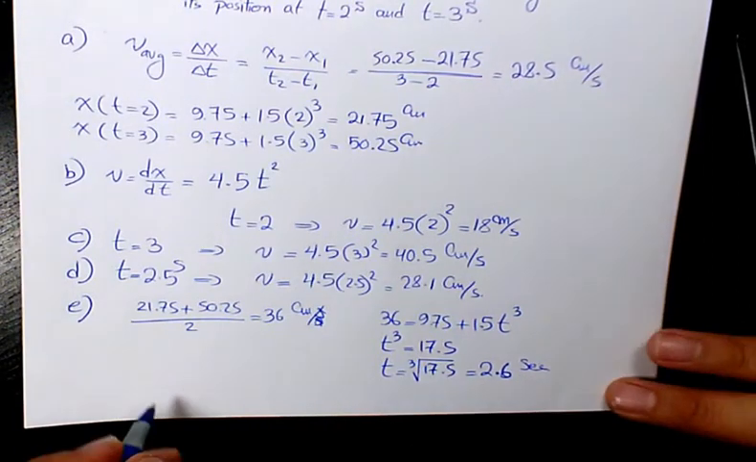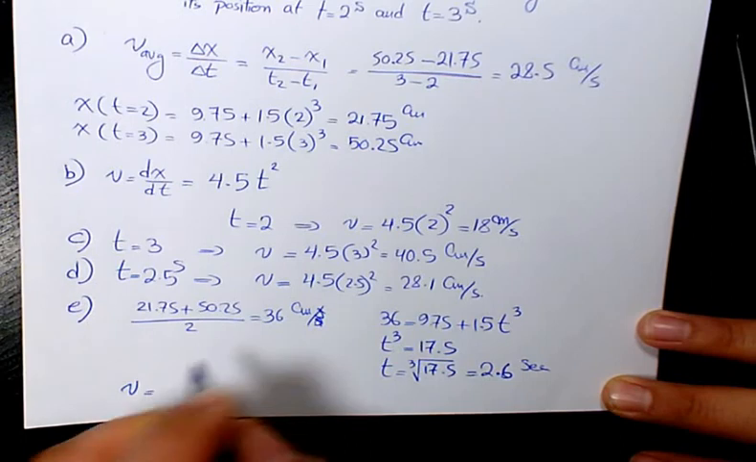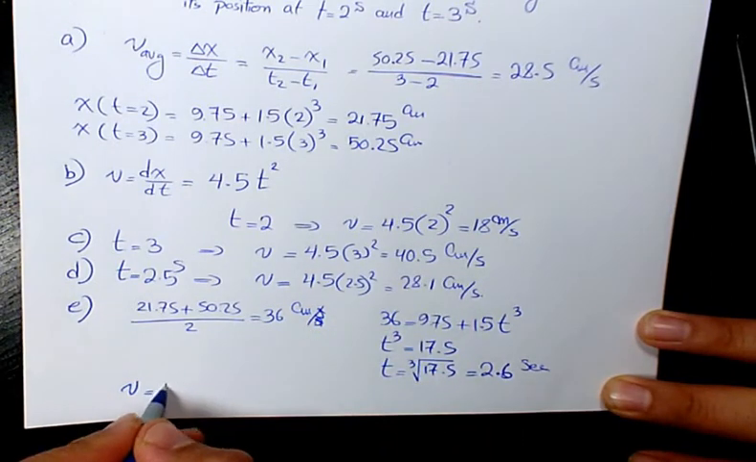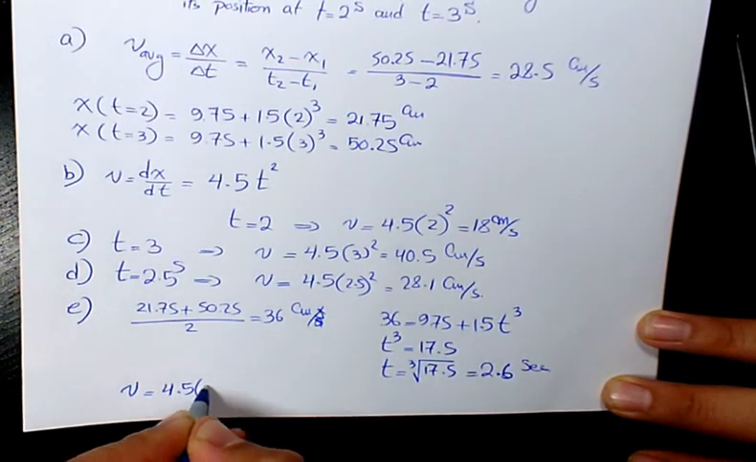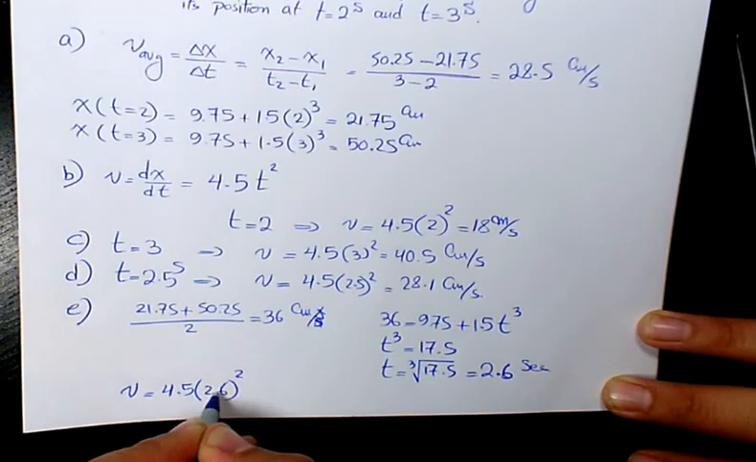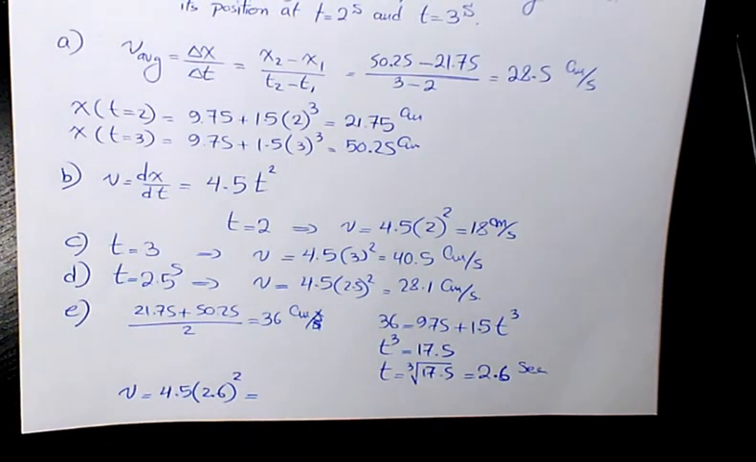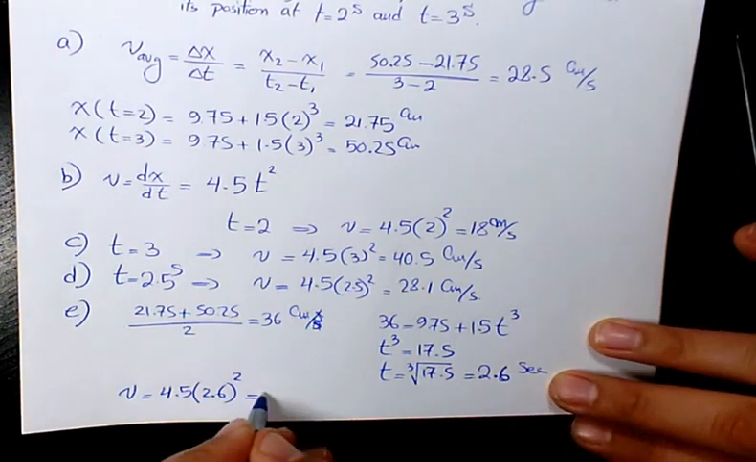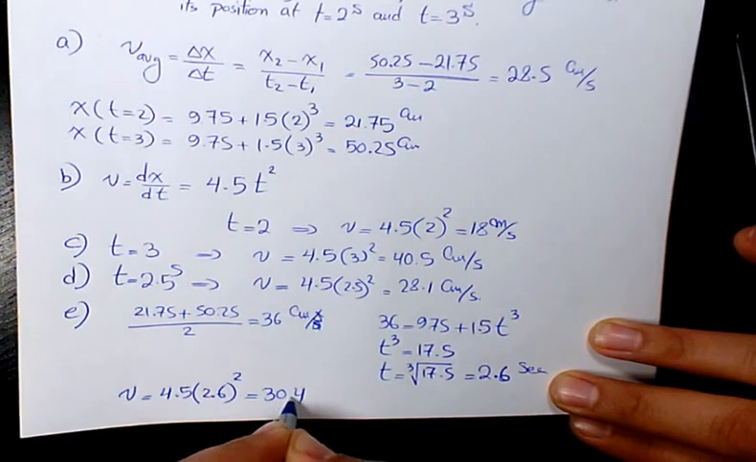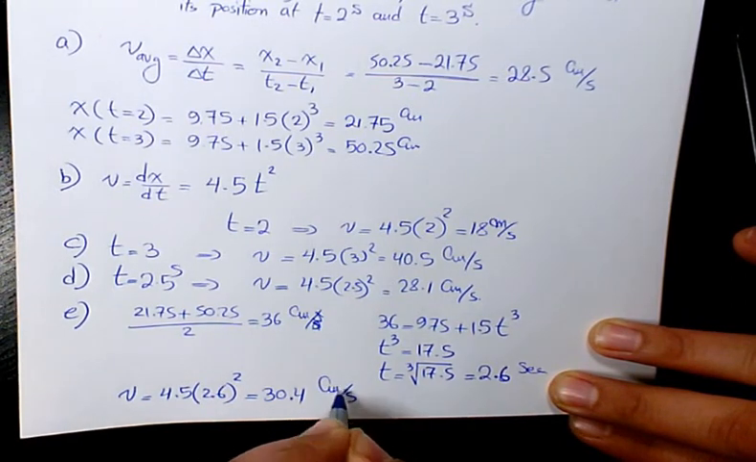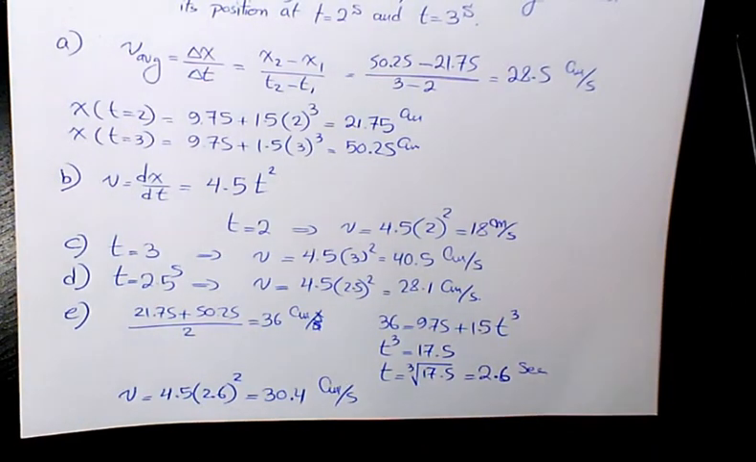If you want to find the instantaneous velocity, we need to sub it into this formula: 4.5 times 2.6 to the power of 2. That will be 30.4 centimeters per second. That's the answer to part E.